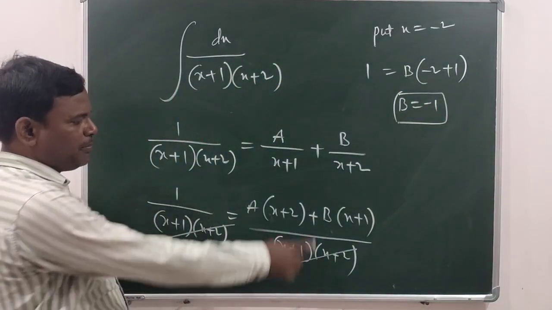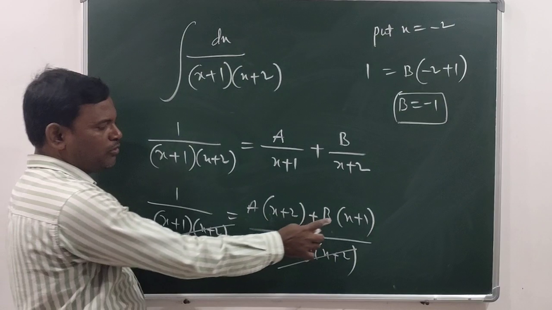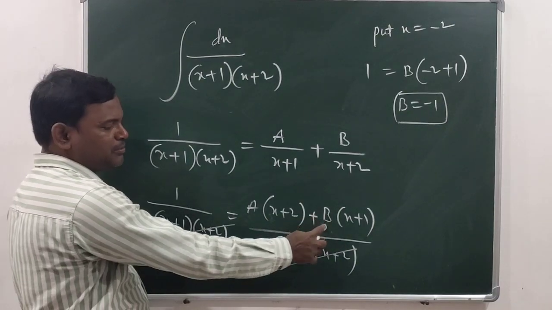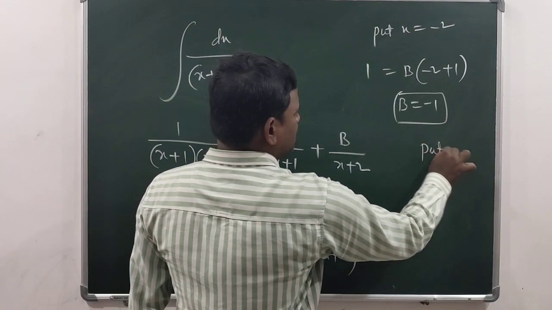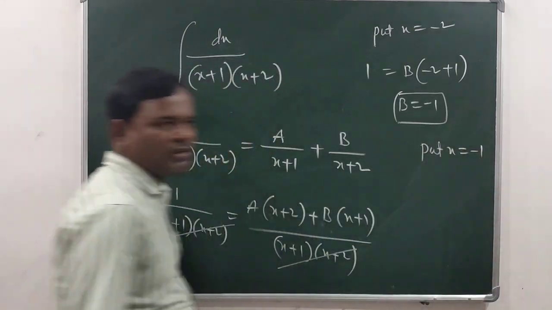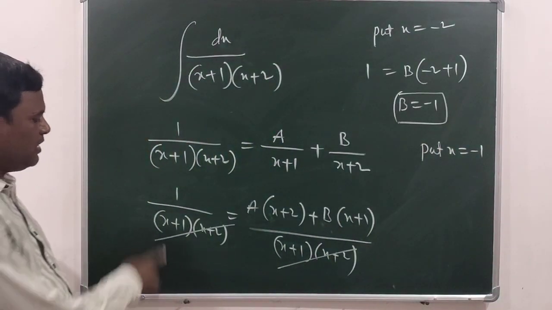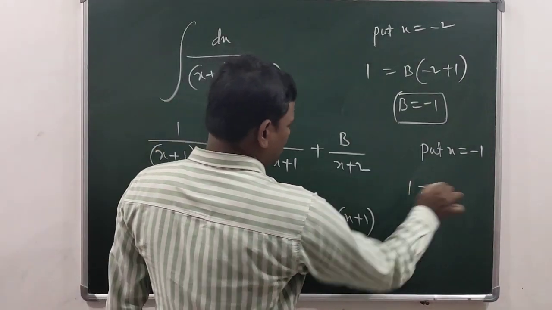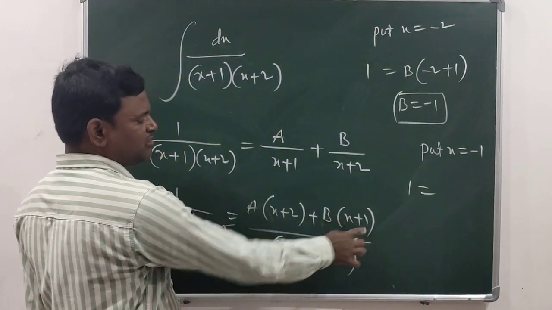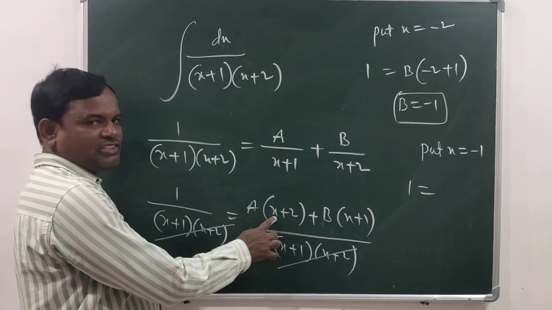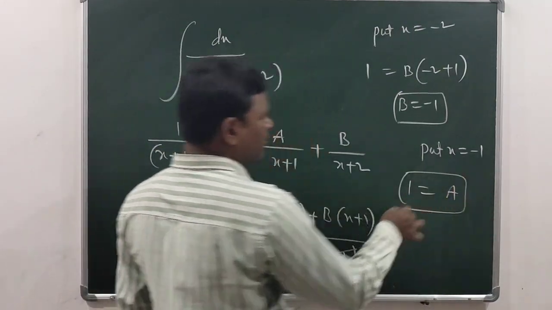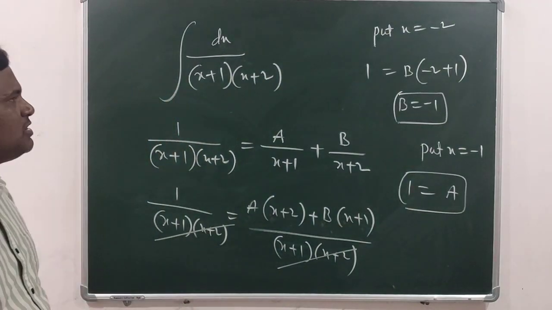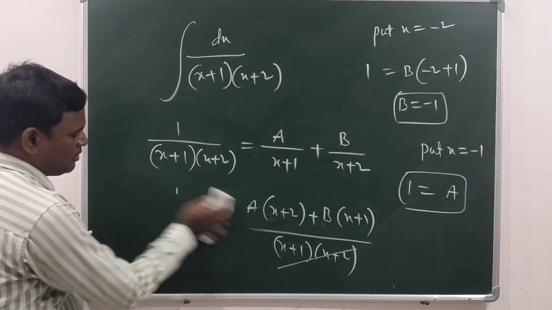Now to get a value, you would have to make this b term as 0. So for that, I want to put x equal to minus 1. When you write x equal to minus 1, left side will be 1. So this part becomes 0, minus 1 plus 1. And here minus 1 plus 2, which becomes a. Now you got a value is 1, b value is minus 1.